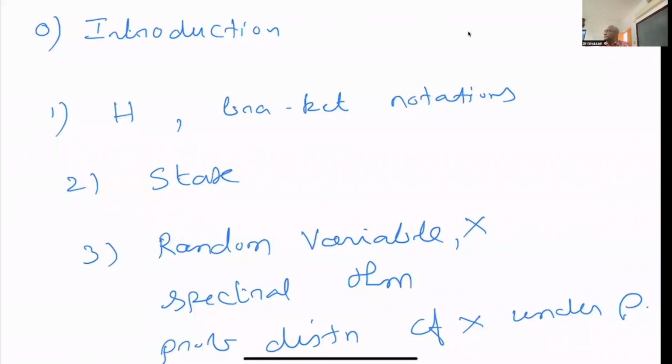Okay, so welcome to this course. This course is on quantum Gaussian states.